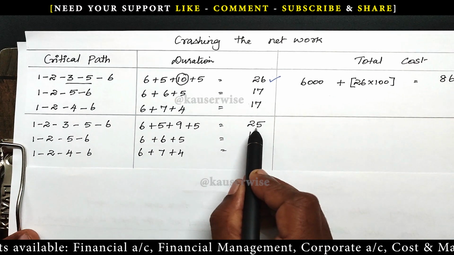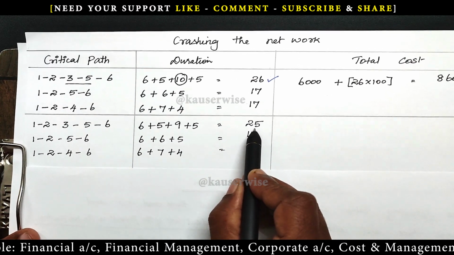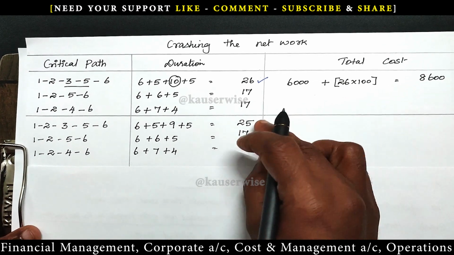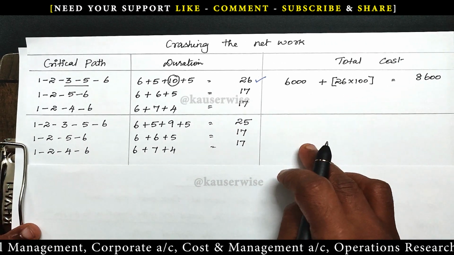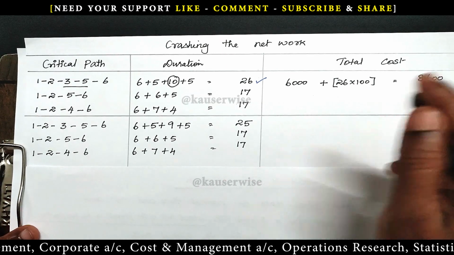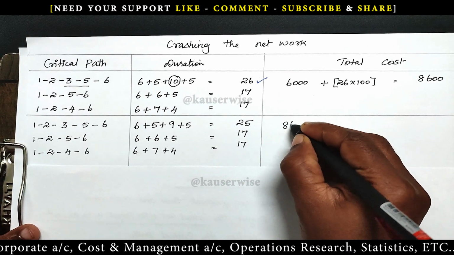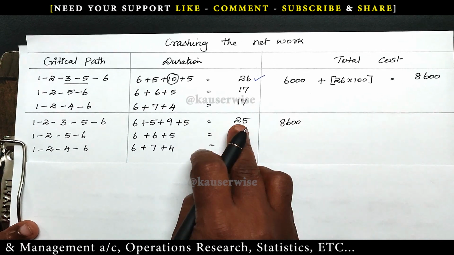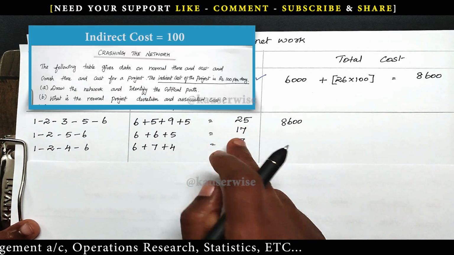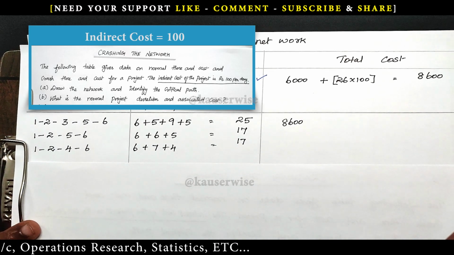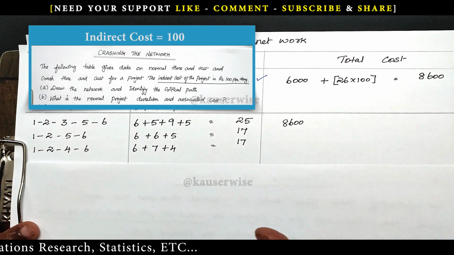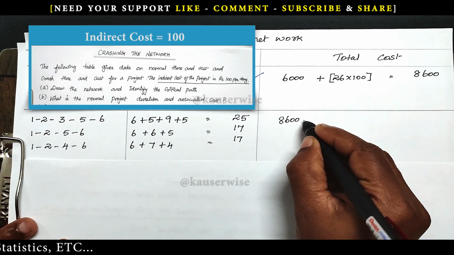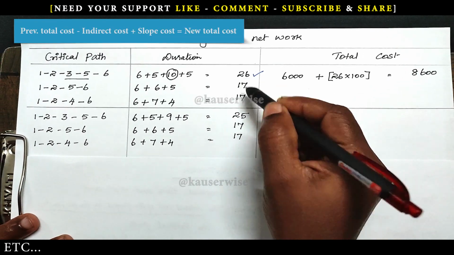Okay, so what is the total completion time? 25 days. And it will have a change in the cost. Now enter the cost. For this particular calculation, just take the previous total cost, that is 8,600. Okay, we have reduced from 26 to 25 now, 1 day. So it will lead to decrease indirect cost. According to this problem, indirect cost how much? 100 rupees, no.